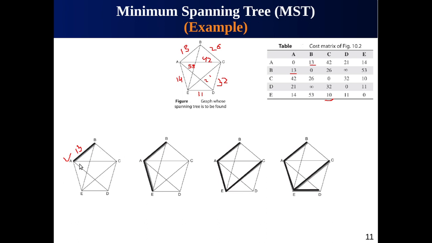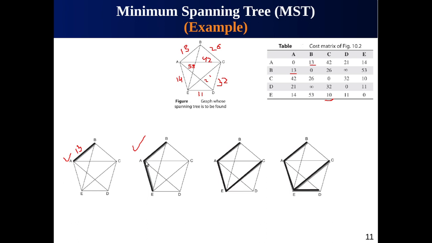Among these, the smallest cost is for A to E. As we can see, the cost is 14. So we will select AE as well. Now we have active vertices A, B, and C. We have to repeat the same process. We have to identify the edges that are adjacent to the active vertices A, B, and C.